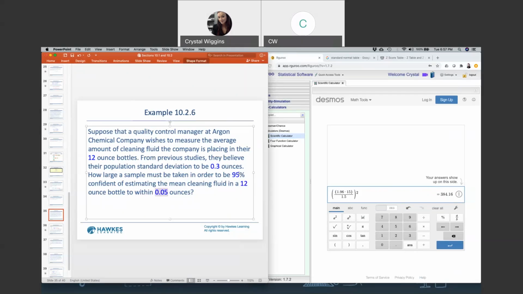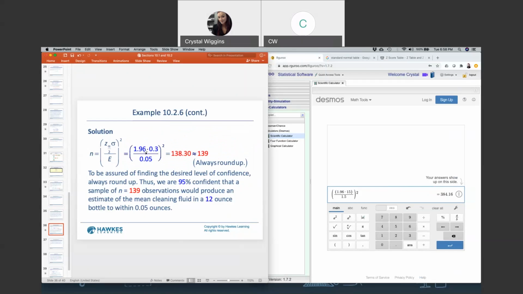Now, our critical value is the same as the last example, 1.96. The standard scores never change, although the t critical values change all the time depending on the sample size, so be careful there. So if we stuff this into the formula, we get 1.96 times the standard deviation of 0.3 divided by the margin of error, which was defined by the word within, and we get 138.3, which again, we're going to round up to 139 as our minimum sample size for this problem.